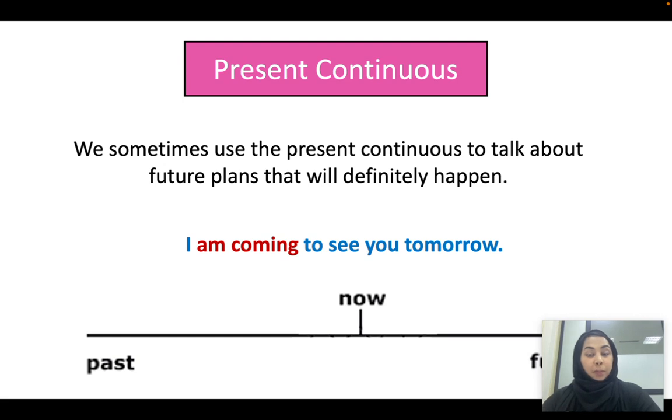Sometimes we use the present continuous to talk about future plans that will definitely happen. For example, I'm coming to see you tomorrow. It will 100% happen. So we use the present continuous for it.